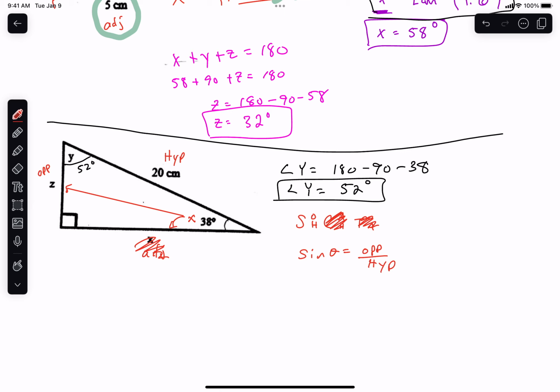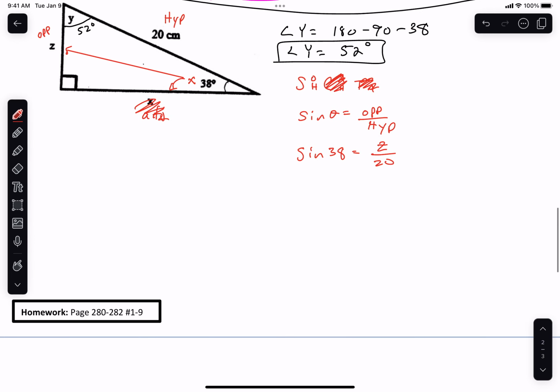20 for what? Sine 20? Is this what you mean? No, so be more specific. 20 goes where? 20 is the hypotenuse, and 38 is the angle. Angle is going to go in place of the theta. Okay? So sine of 38 has to equal z over 20. There you go. How do I get z by itself, Levi?